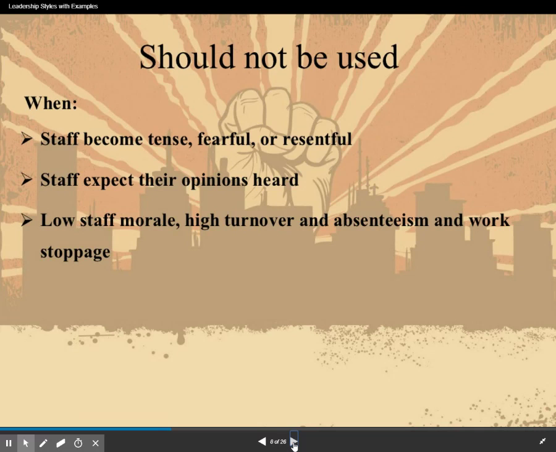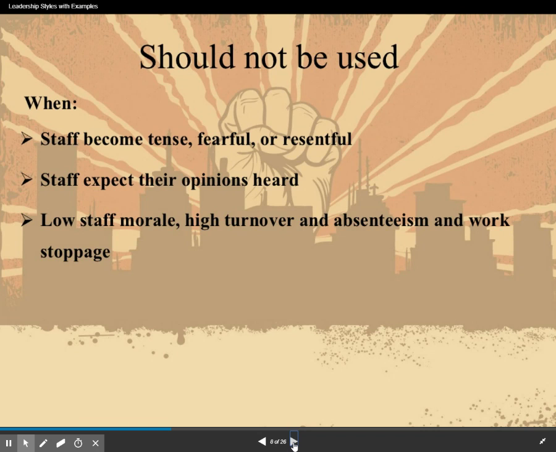Now, there are times that it should definitely not be used. It's not to be used for fear. Basically, people should not be afraid of you. People should be able to come and talk to you. So if you use autocratic leadership in a group full of people who are very stressed, or in a very tense work environment, it leads to some really big problems.